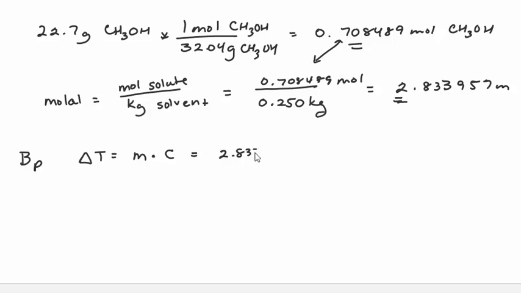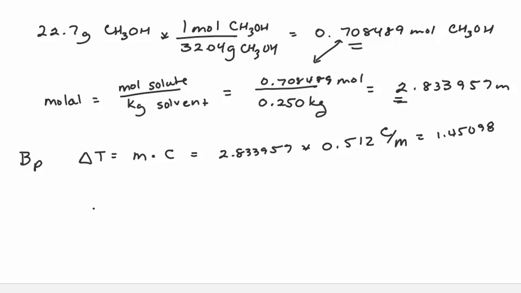2.833957 or whatever's in the calculator, times, and now I need that data from the table, 0.512 Celsius per molal unit, and I get 1.45098 and so on. That's the boiling point elevation.